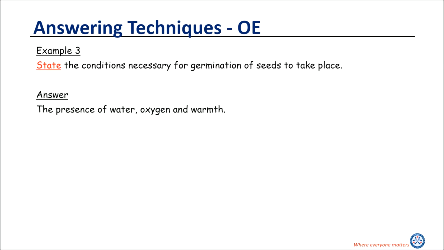Next, this is a state type of question, which is the easiest type of question that involves short answers. State the conditions necessary for germination. Students simply need to state down the conditions, which are the presence of water, oxygen, and warmth.